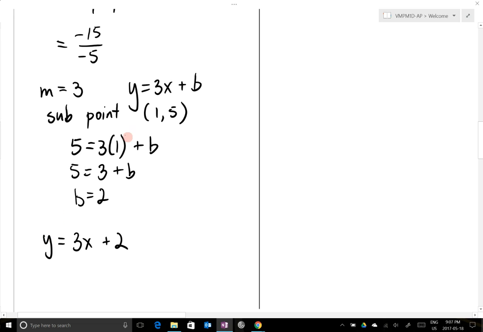Now you don't have to write 1 and 5 anymore. I'm just writing the general equation here for any x and y. The slope matters and the y-intercept matters here. So y equals 3x plus 2, and there's your equation.